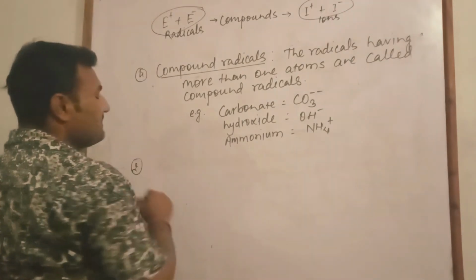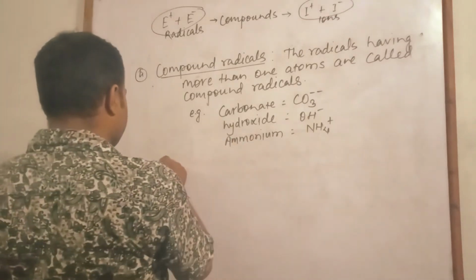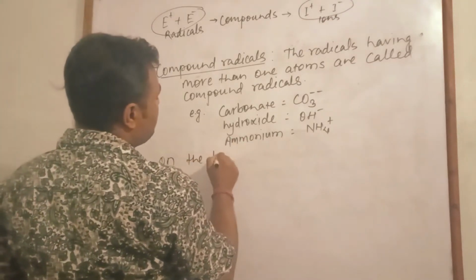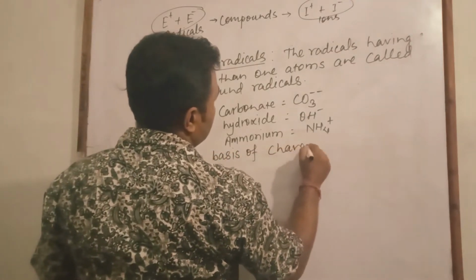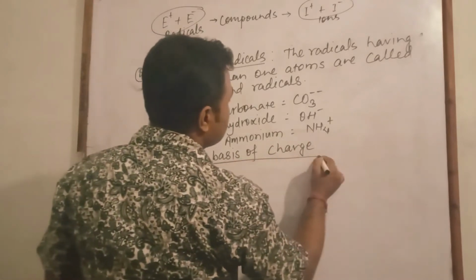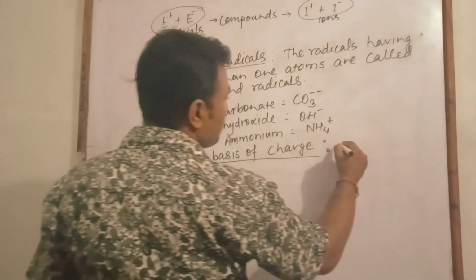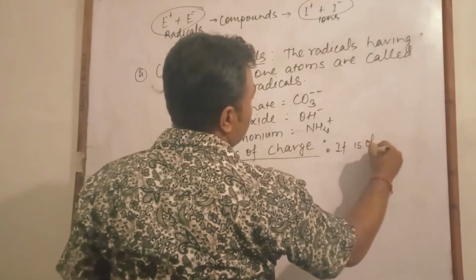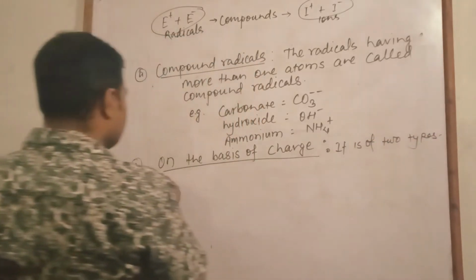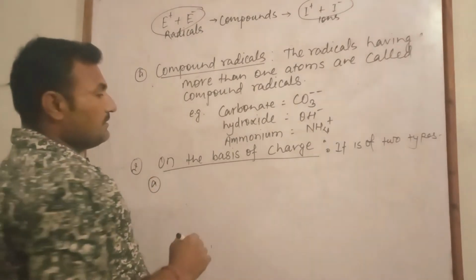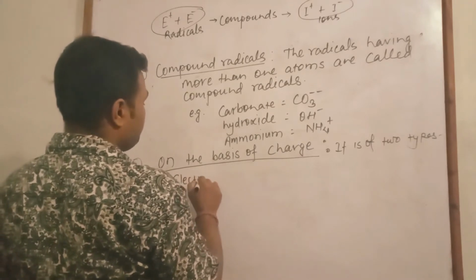The next type of classification of radicals is on the basis of charge. On the basis of charge, radicals are classified into two types. And what are these? The first type of radicals are electropositive radicals.